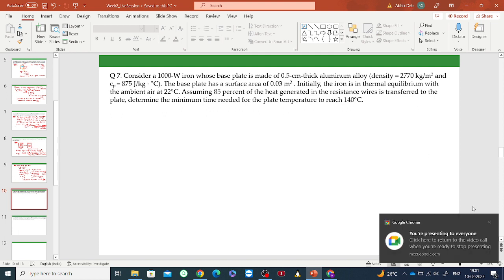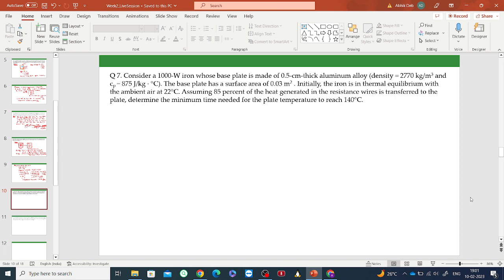Now the base plate has a surface area of 0.03 meter square. Initially, the iron is in thermal equilibrium with the ambient air at 22 degrees Celsius. Now we are heating the iron, starting on the power supply. We are assuming that 85% of the heat generated in the resistance wire is transferred to the plate.